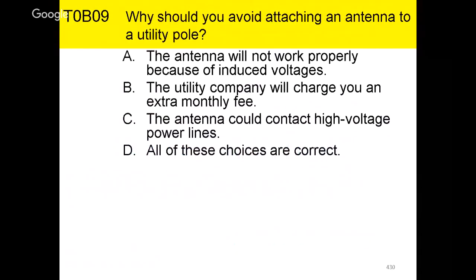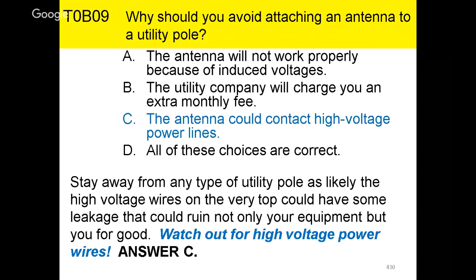All right. Why should you avoid attaching an antenna to a utility pole? Again, it's not really a very smart thing to do because the antenna could contact the high voltage power lines. So don't attach your antenna to the power company utility poles. Not only does it have that potential, the electric company might not like it either if they see it, and they may just cut it down or tell you to take it down.